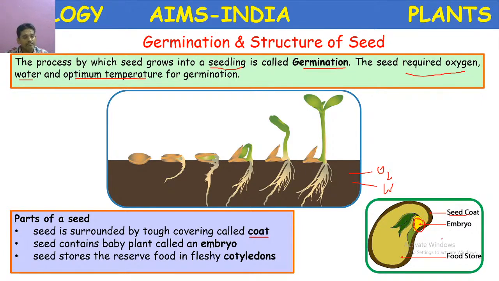Next, the seed stores the reserve material in the form of cotyledons. In dicots, two cotyledons are present. Here two cotyledons are there. It is a dicot. These are called cotyledons, or we can also call them seed leaves. They undergo photosynthesis and provide food to the growing seedling. Okay, so these are the parts and functions of the plant in brief.